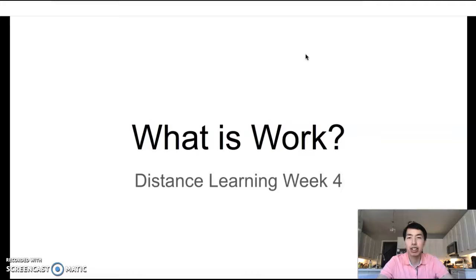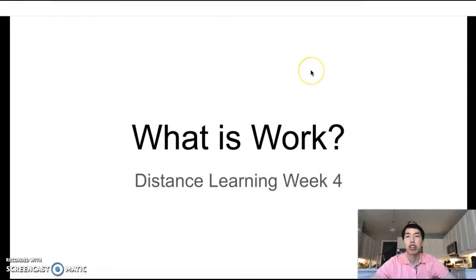We're starting a new unit today. The unit is called Work, Energy, and Power. It's all in chapter 5 of the textbook, so you can do some reading there if you would like a different way of explaining the material.